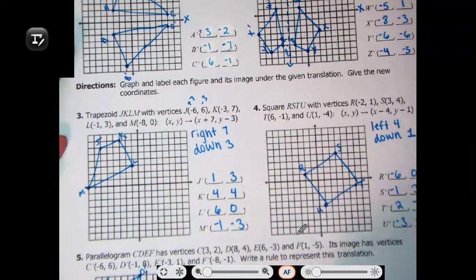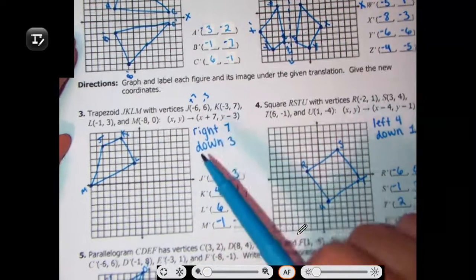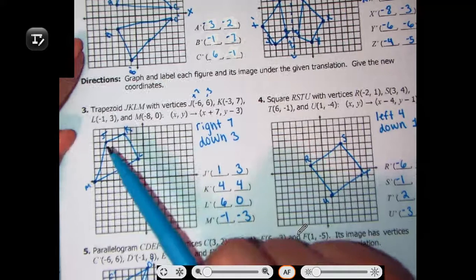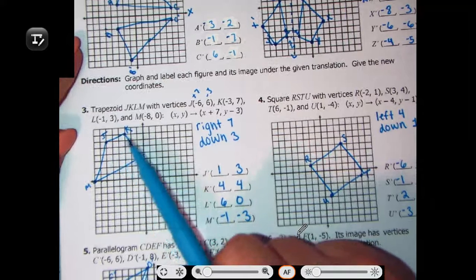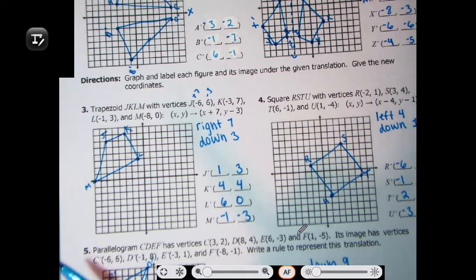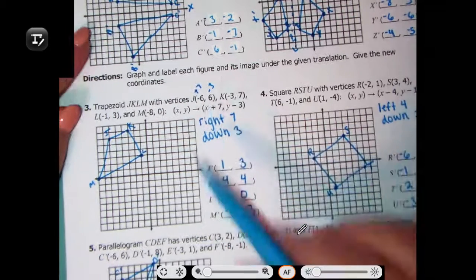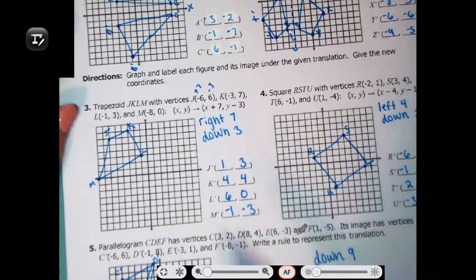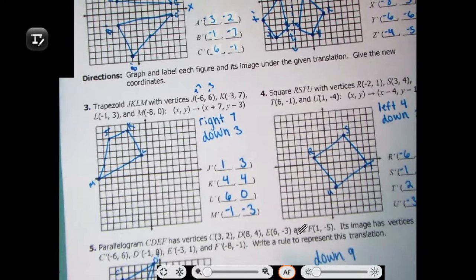I personally prefer to do the addition and subtraction because I'm just more likely to miscount when I'm counting so many points, like going right 7. I'm more likely to accidentally go right 6 or something like that. So I like to do the addition and subtraction first, but it's completely up to you. And I will kind of show you both ways.